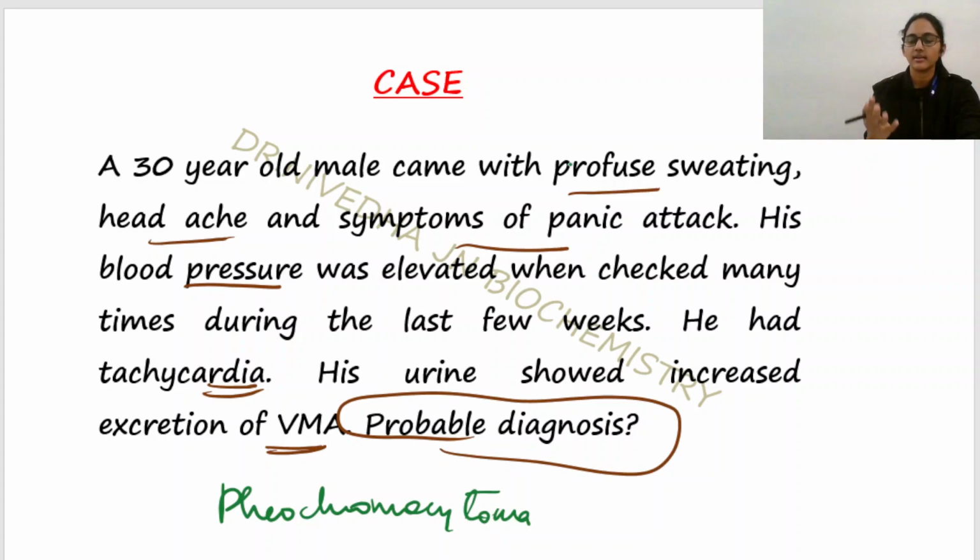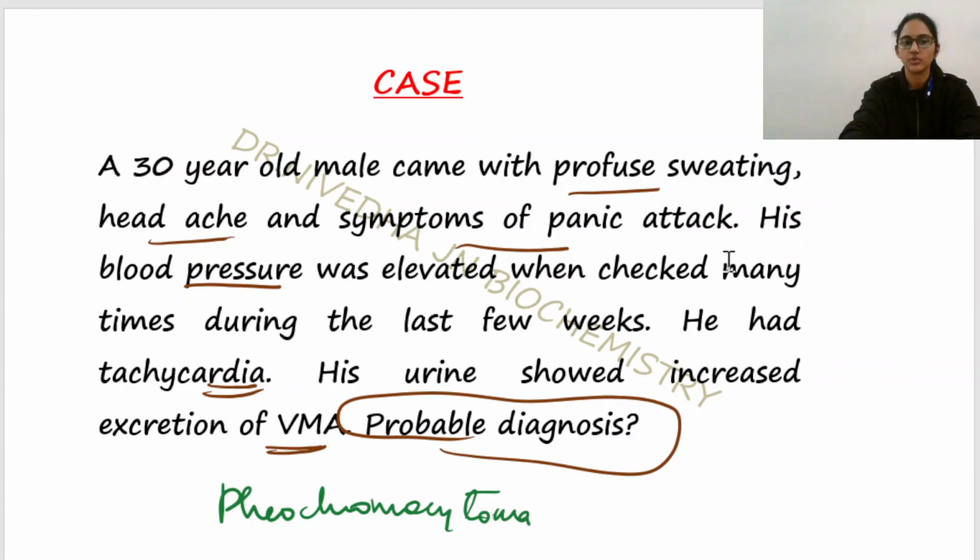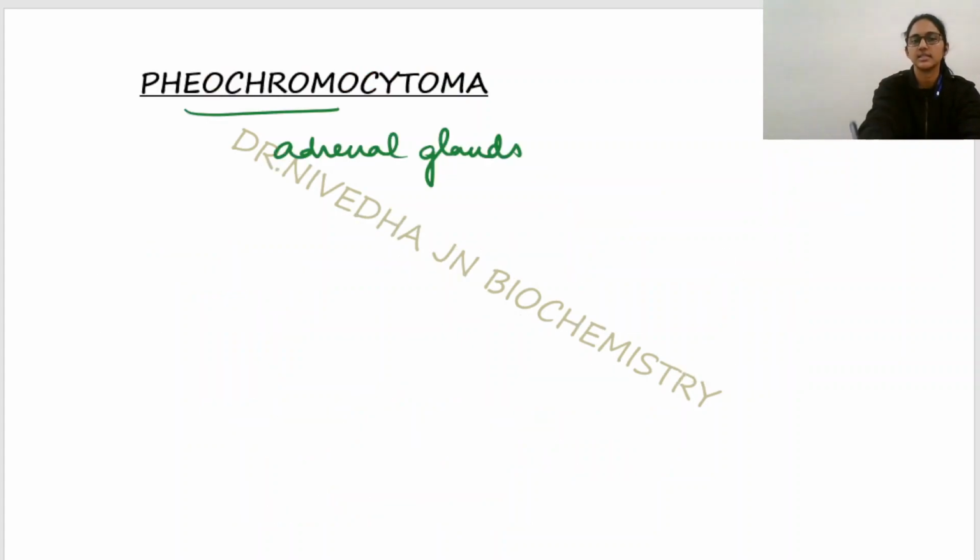Due to adrenaline action, there is elevation of blood pressure also. So these things will point towards pheochromocytoma. Also there is excretion of VMA. We have already seen the catabolic end product of epinephrine. It gets converted to metanephrine and then VMA. So VMA and metanephrines will be elevated in your urine. So this is a case of pheochromocytoma.